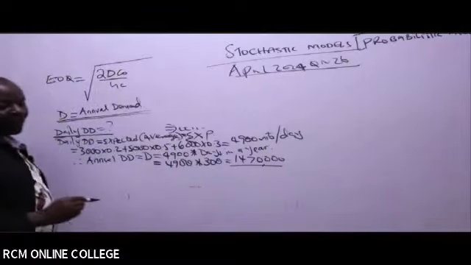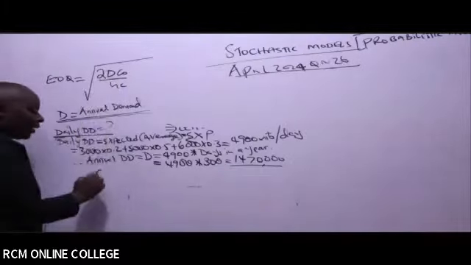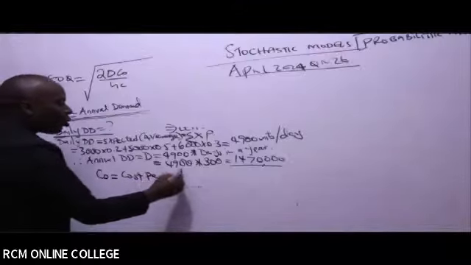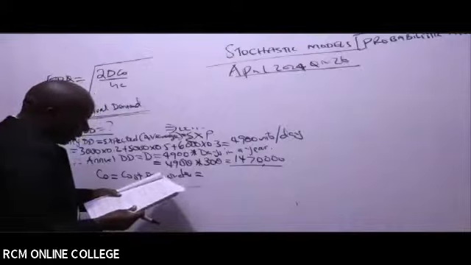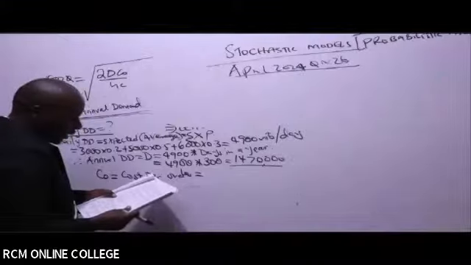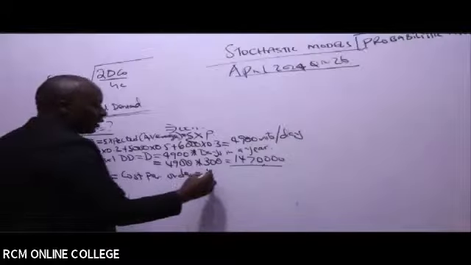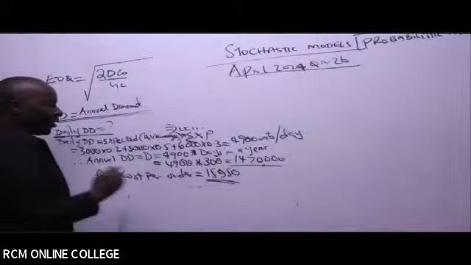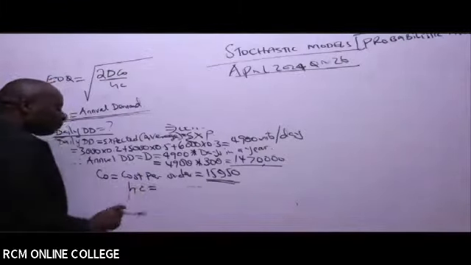That is our D. Now, the CO is cost per order, and this has been given to me. If you look at note number 3, the purchase cost and the order cost are 100 and 59.50 respectively. So the CO, cost per order, has been given.